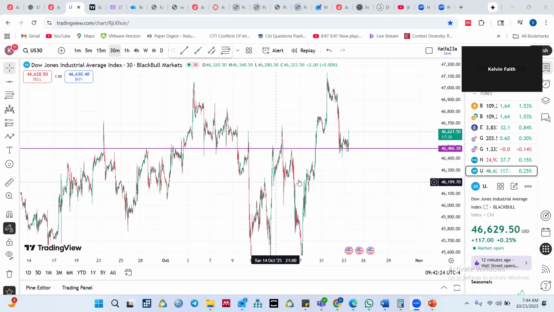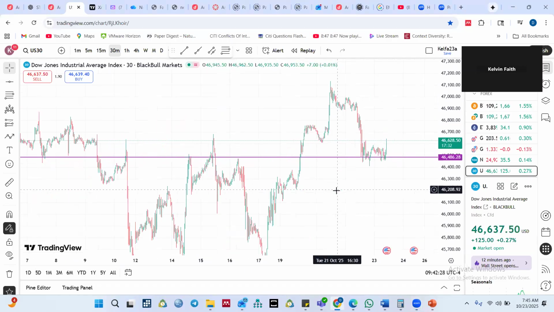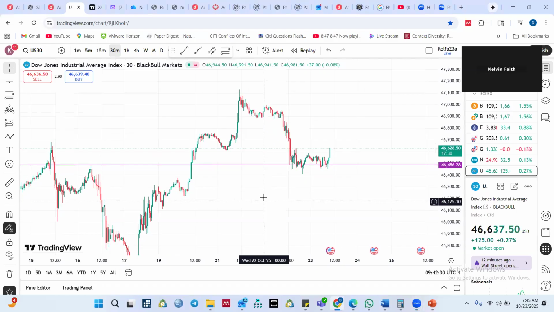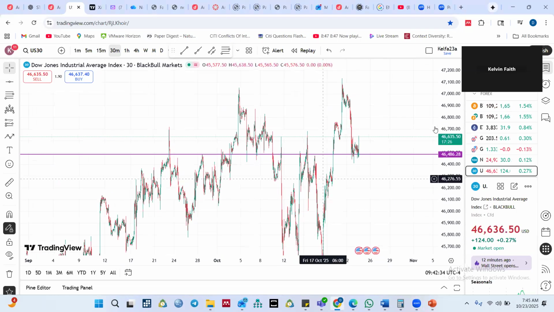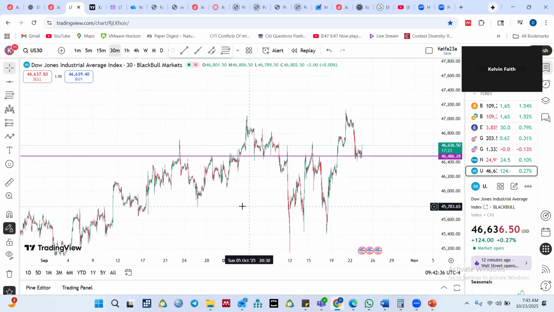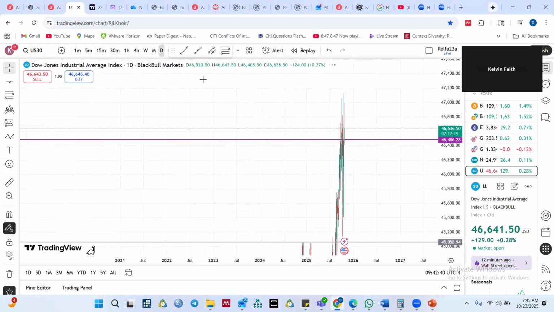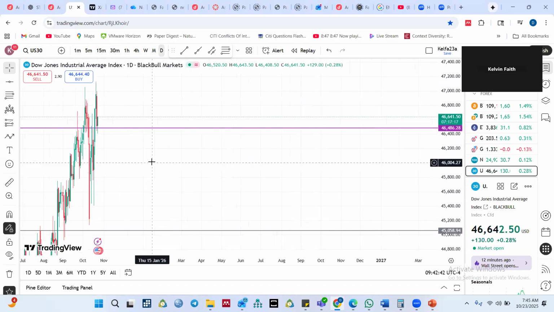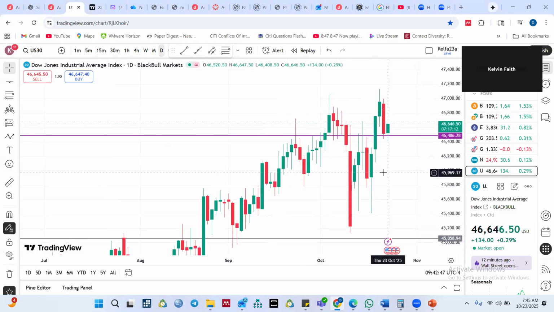This is the New York session on US 30. This is the 30-minute chart. Let me go to the daily time frame first, and let's see if we can have some opportunities.